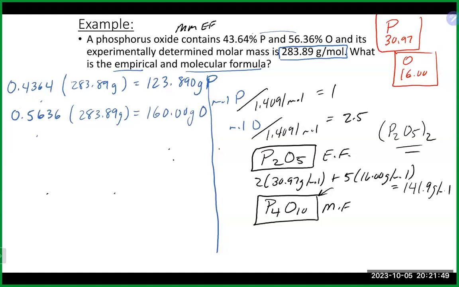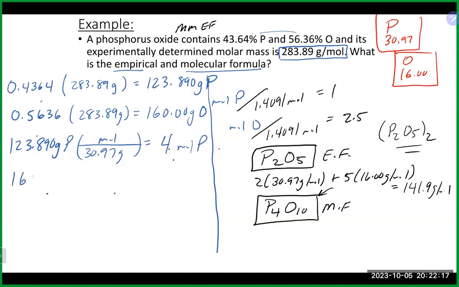Now that I have the grams, I can actually use the molar mass of each of those elements to get the moles. So we'll take the 123.890 grams of phosphorus and divide it by the molar mass of phosphorus, which is 30.97 grams per mole. So we'll take 123.89 divided by 30.97. That's going to give me 4 moles of phosphorus. I could also do the same thing here, 160 grams of oxygen divided by the molar mass of oxygen.